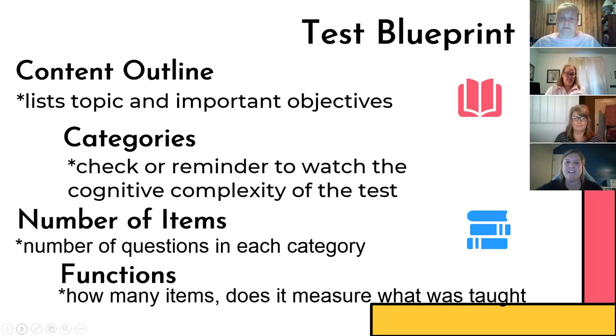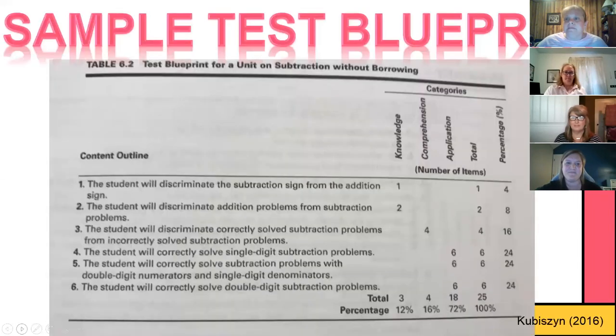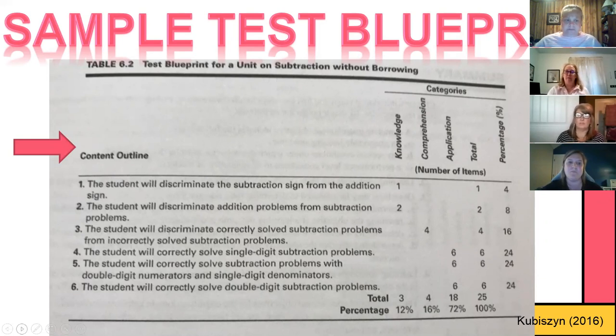Next, we're going to take a look at our test blueprint. Here are 4 components to the blueprint, and you'll see in our next slide that we're going to break down each one and see what they look like. The purpose of a test blueprint is to help you develop a test that actually measures the objectives that you wanted and covers some different domains at different levels.